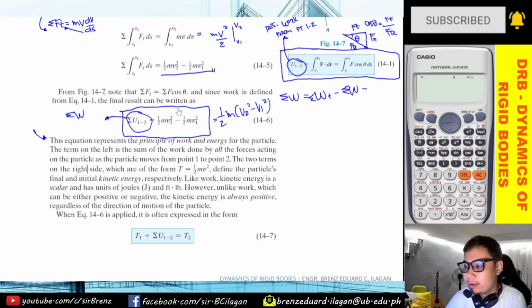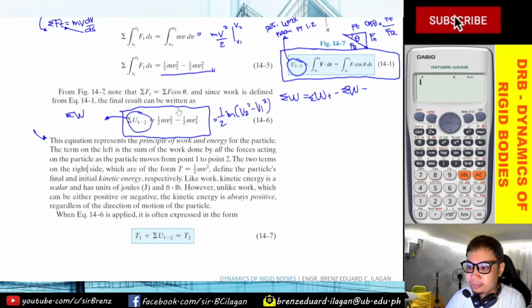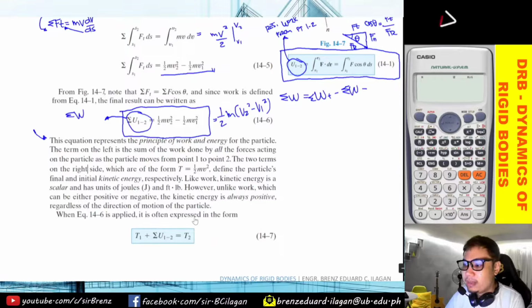So, positive naman kapag in-squared mo, positive pa din. So, regardless of the sign, lagi lang din siyang positive. Regardless of the direction ng motion ng particle, it is always positive. So, ito guys, itong equation 14-7, nire-arrange niya lang.